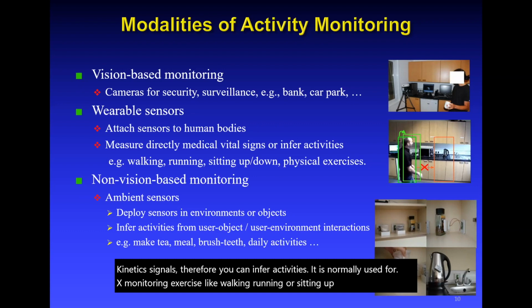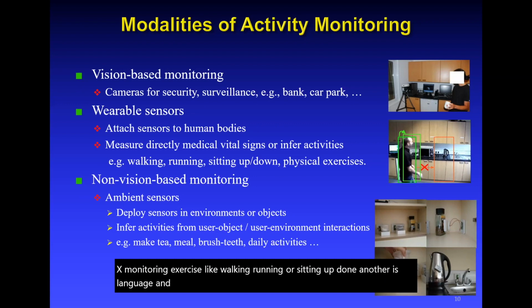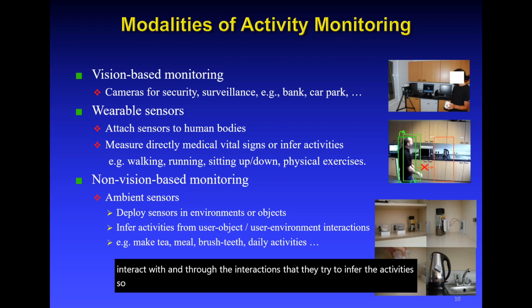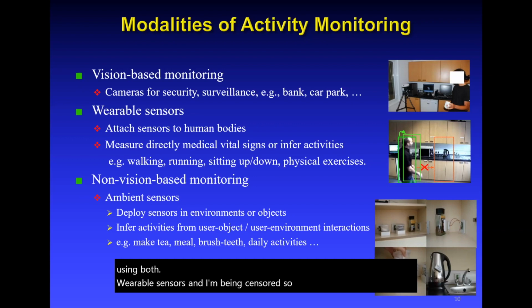Another is non-vision based monitoring. Basically, we apply ambient sensors and deploy them in the environment. Therefore, they can monitor the movement or change, the location, or the objects the user or inhabitant interacts with. And through the interactions, they try to infer the activities. So these are the different ways. And our research mainly focuses on using both wearable sensors and ambient sensors. That gives you a little bit of background of our research.